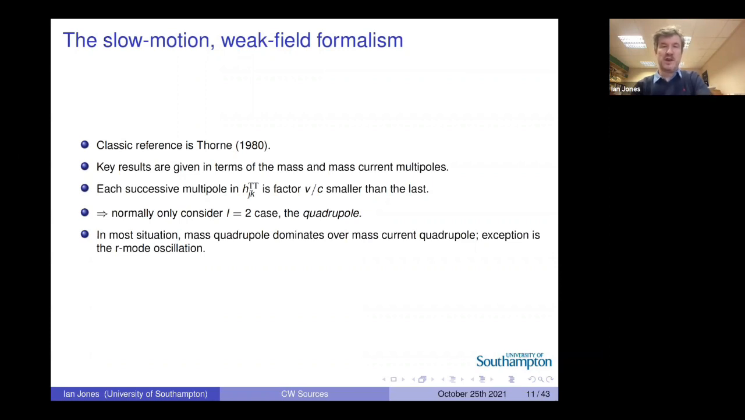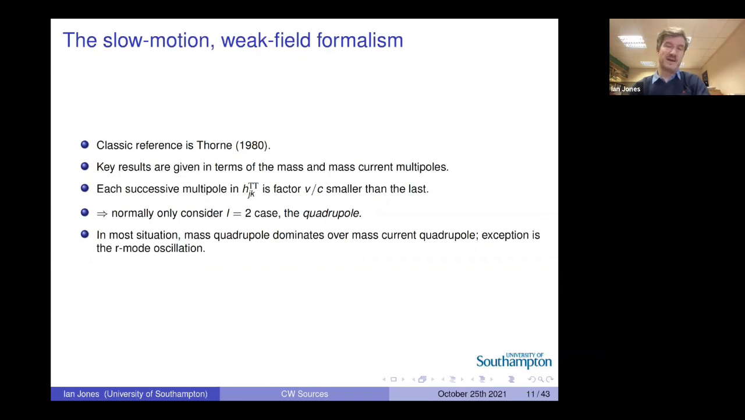What we're talking about here are the so-called mass and mass current multipoles. Maybe those terms are familiar to you. I'll show you one of these on the next slide. Basically, these are numbers or tensors, you can do it either way, that encode the mass distribution or momentum distribution in a source. And it's their time derivatives that tell you about the gravitational wave emission. There's a set of multipoles. There's a monopole and a dipole we don't care about because they don't radiate gravitational waves, but there's a quadrupole, an octopole, and so on. And each successive multipole's gravitational wave emission is a factor of v over c smaller than the last.